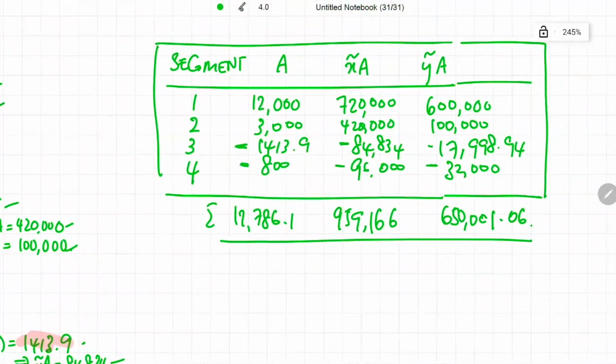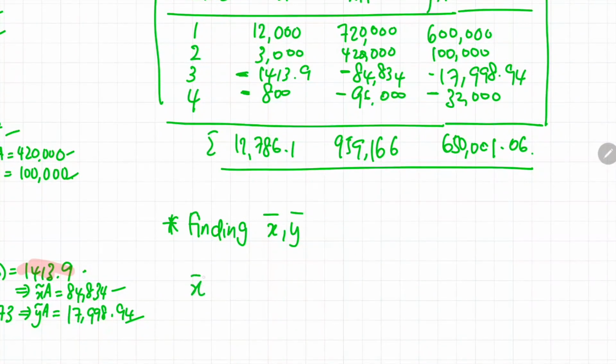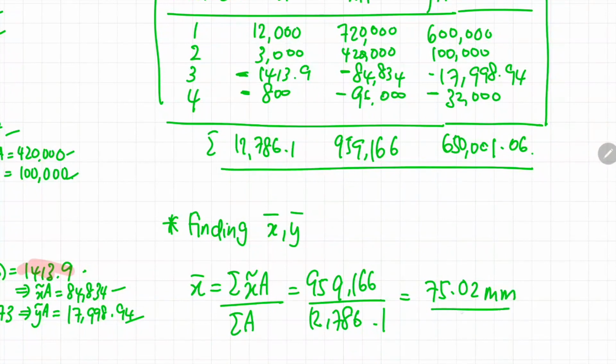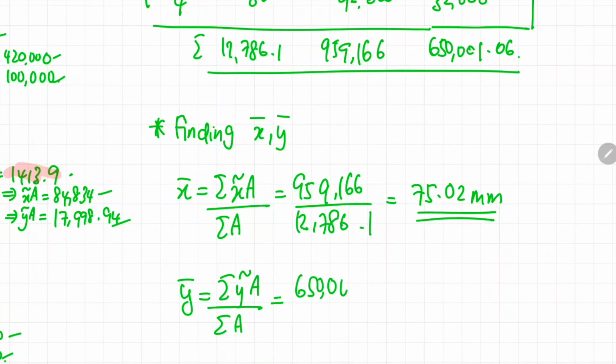Now all the information is ready, you can proceed to find the coordinates of the centroid. So x bar is equal to the summation of x curve multiplied with A divided by the summation of A. We already calculated the summation of x curve multiplied with A is 959,166 divided by the summation of A, which is 12,786. So we will get a corresponding value of 75.02 millimeter. Accordingly, you do the same for the y bar as well. So y bar multiplied with A, the total summation is 650,000 divided by the summation of A, which is 12,786. You will get the y coordinate of 50.84 mm.